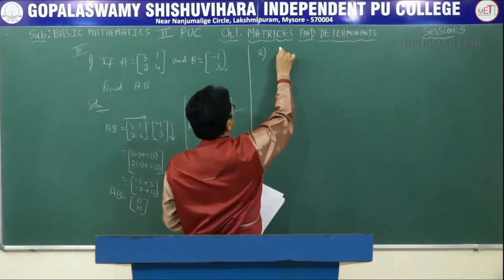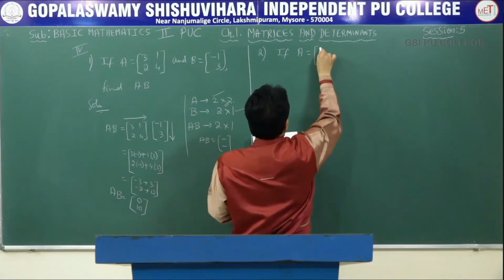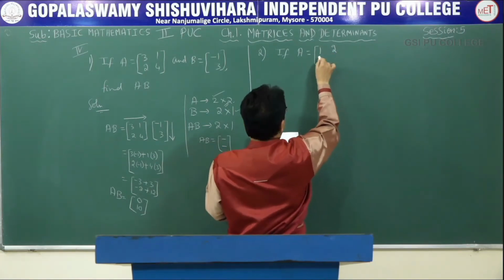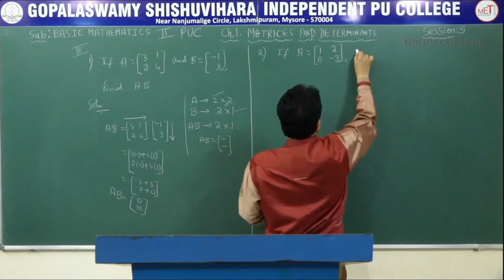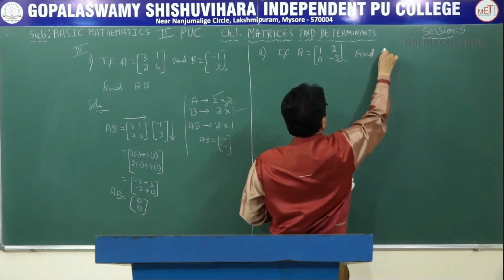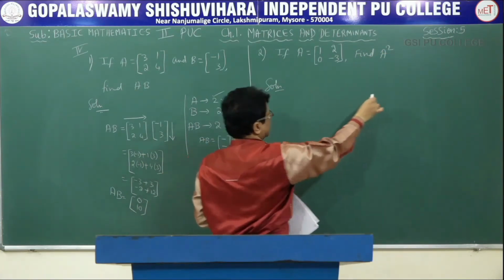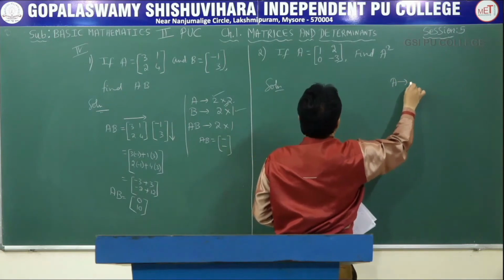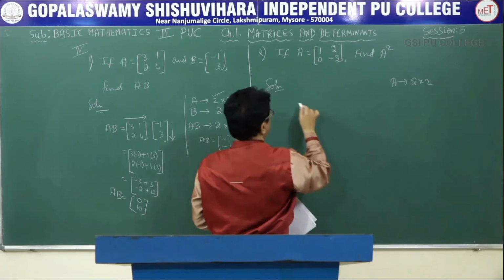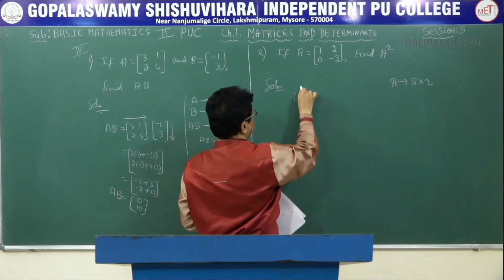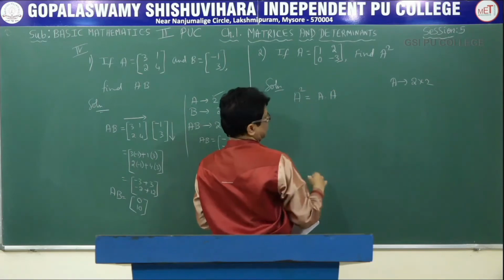Second problem, if A equals [1, 2; 0, -3], find A square. Here A is of the order 2 into 2. So now we want to find A square. So A square is A into A.